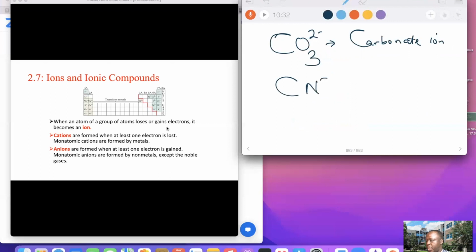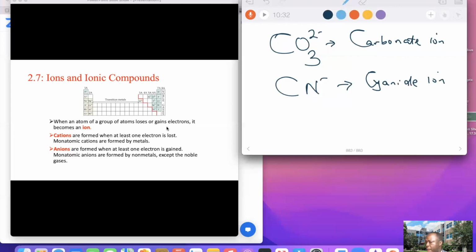CN negative. This is cyanide. This is why cyanide ion. This one you need to learn. There are common polyatomic ions in the text. Learn those chemical formulas as well as their names, naming them.